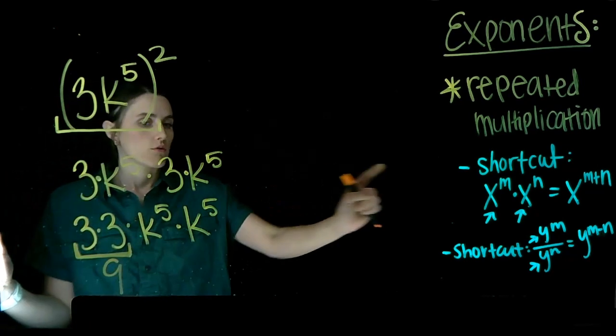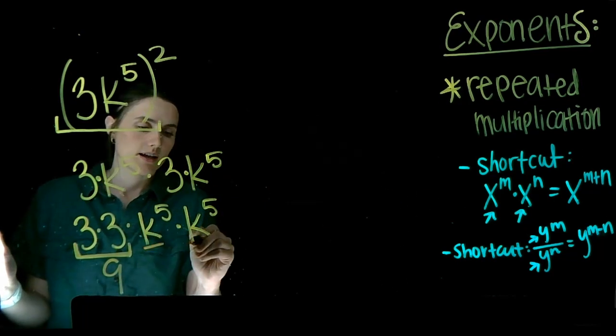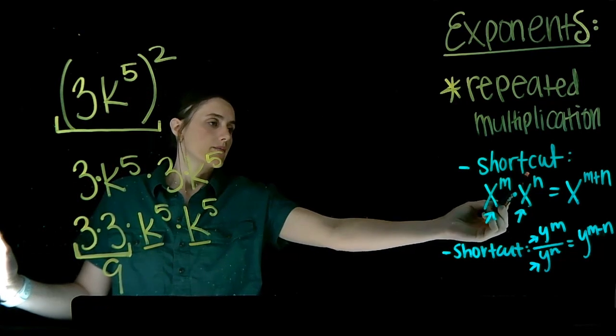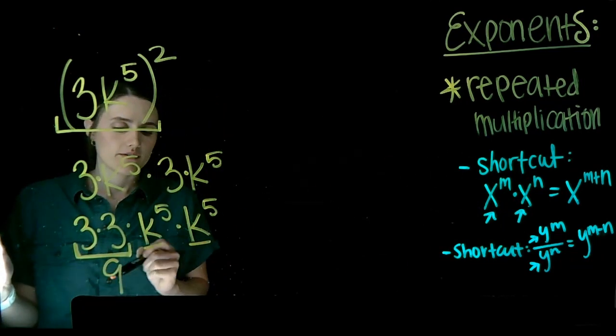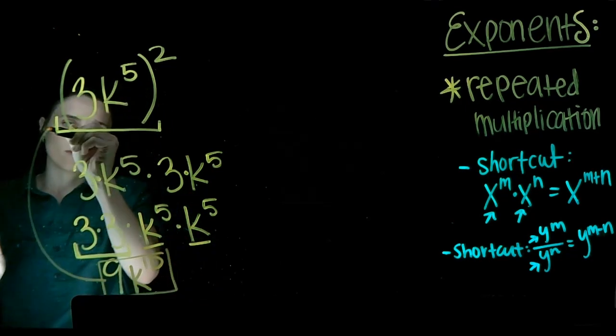And then using our multiplication shortcut, we know that when we have two bases that are the same being multiplied together, we can just add the exponents. So we will add m plus n, which is 5 plus 5. So we'll have 9 times k to the 10th. So this would be our simplified answer from this one up here.